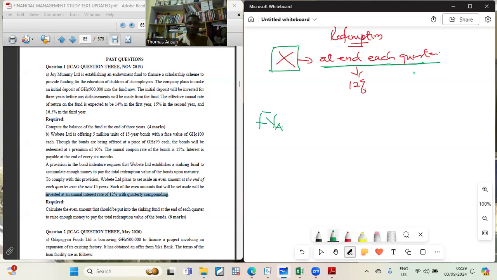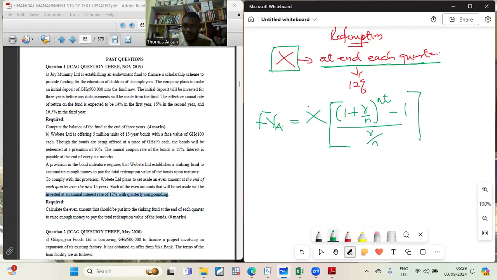And this one is at the end of each quarter. So if it's at the end, then it is which one? Ordinary annuity. You are doing well. All right. So what is the formula again? So we have X, then we have (1 + r/n)^(nt) minus 1, all over r/n, and we end it here. We don't extend it. All right.